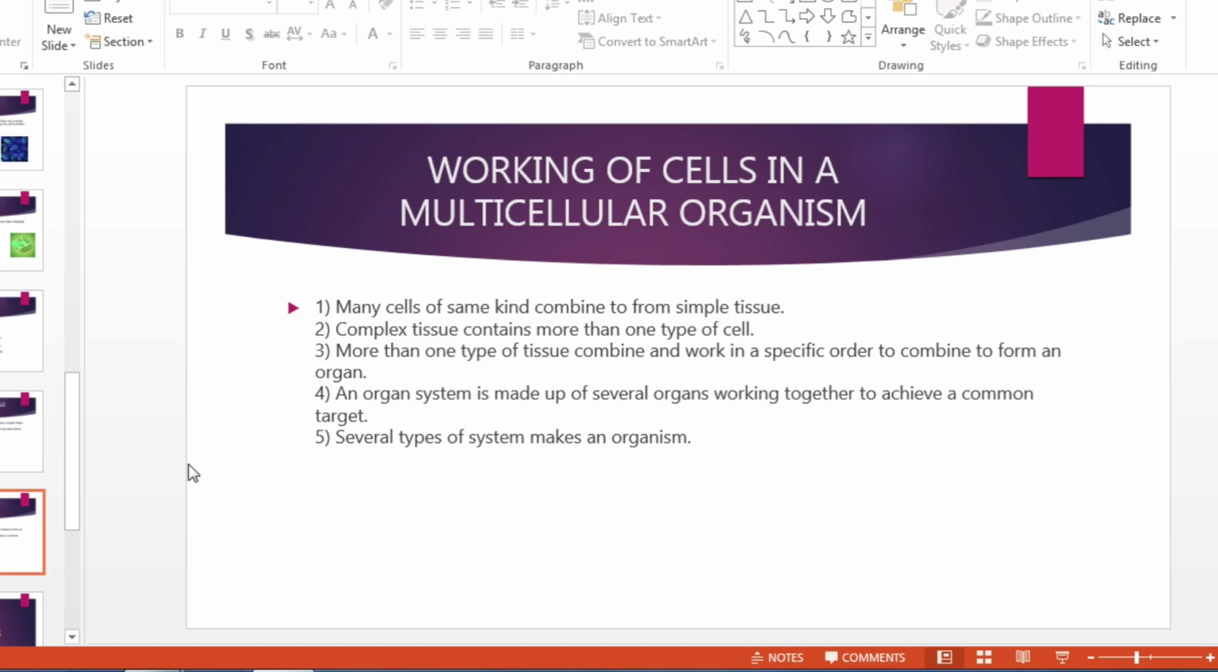So that work is assigned to the excretory system, and the transport of signals to the brain and back to the effector is done by the nervous system. So there are different kinds of organ systems present inside a body, inside the organism. In an organ system, many organs combine together to achieve a common target. Several types of system make an organism.